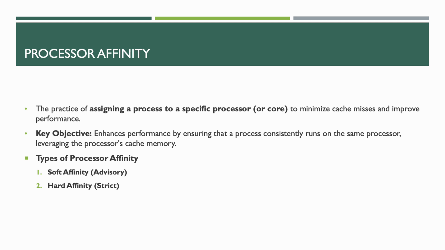Now there are two types of affinity, soft and hard. So first is soft, which is advisory. The operating system attempts to keep a process on the same CPU but does not enforce it strictly. If necessary, the OS can still migrate the process to another CPU for load balancing. And hard affinity is strict, it has to be, it forcefully keeps a process on the same CPU.